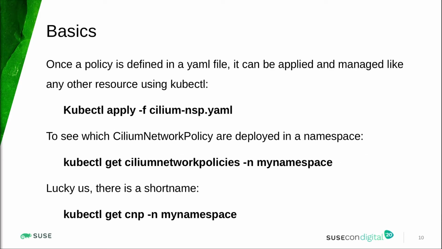Once you have defined your policy, you have a YAML manifest, so you can write this manifest inside a file and apply it in the cluster using kubectl. Again, just like any other Kubernetes resource. You can then see them using kubectl get ciliumnetworkpolicies, and always specifying the namespace. Or lucky for us, you can use a short name which is CNP when you want to get these network policies.